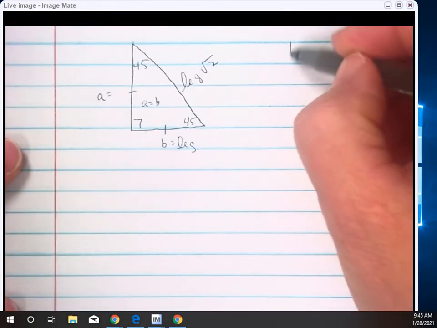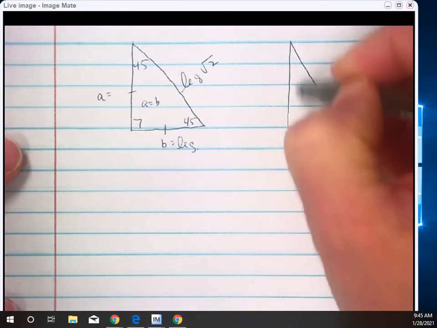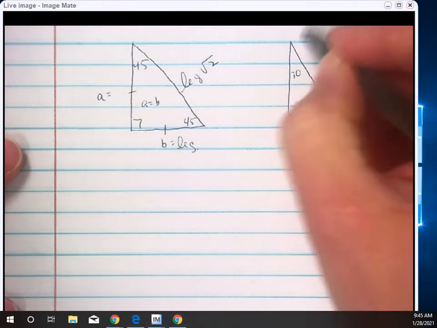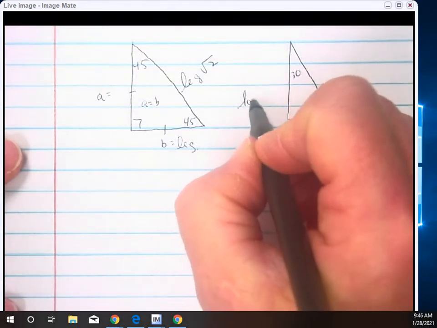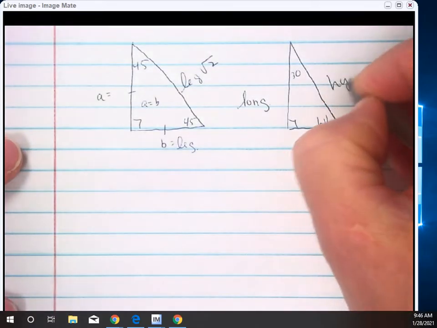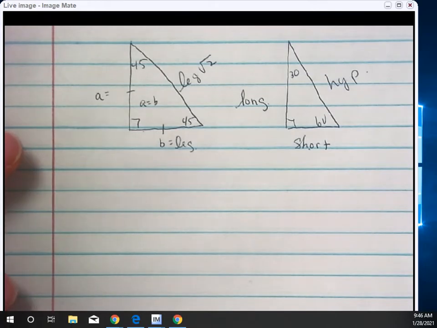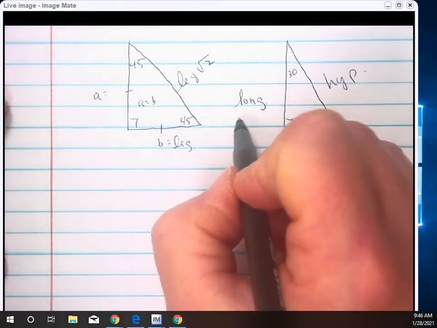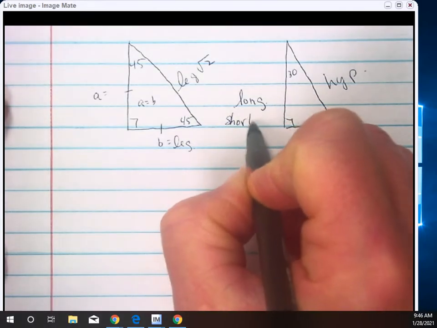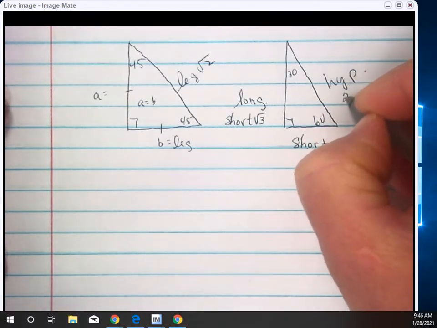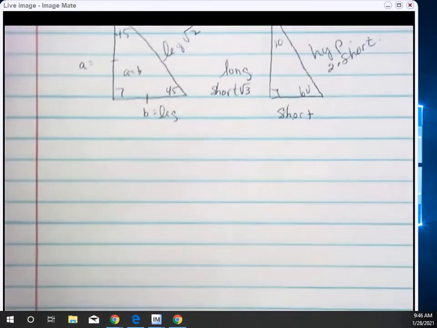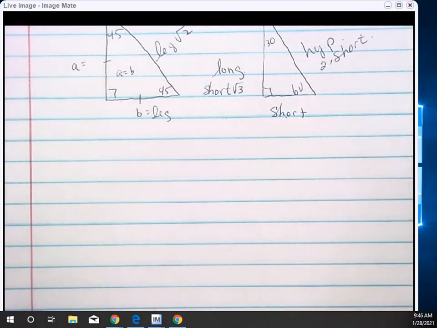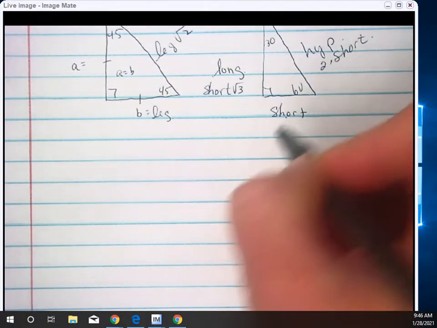The next thing that we want to look at is a 30, 60, 90 triangle. The short side is opposite that 30. The long side is opposite the 60. And then we have the hypotenuse across from the 90. Now the trick is the long side is the short side times radical 3, and the hypotenuse is 2 times the short side.